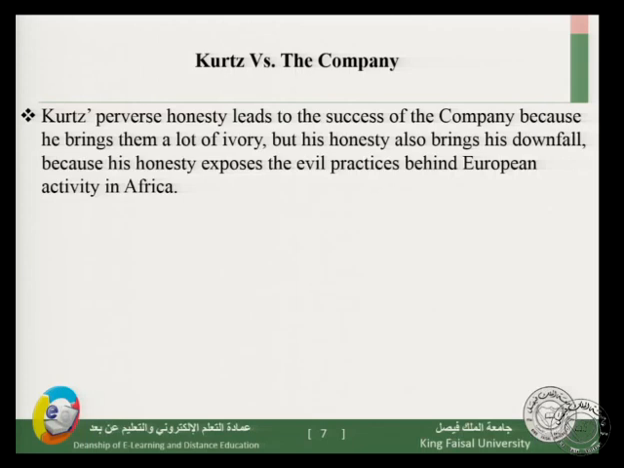But eventually his honesty also brings his downfall, because his honesty exposes the evil practices behind European activity in Africa, and it exposes the company. This is why at some point Kurtz becomes a liability to the company, and they decide that they need to get rid of him, because he shows them for what they really are, and they don't like that. It exposes them, and they decide to get rid of him.